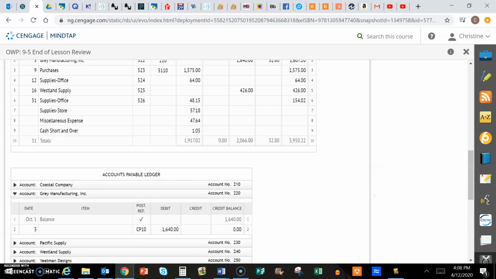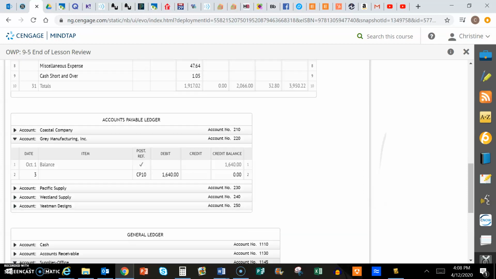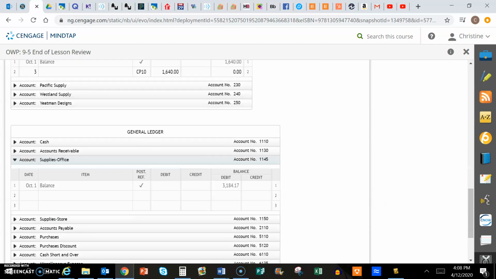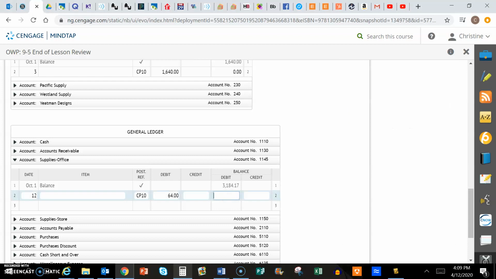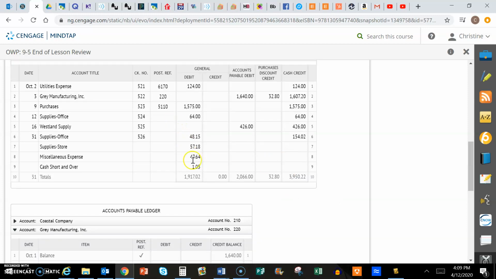So that happened on the 12th, $64 debit. So I'm going to go here, 12, still coming from CP10. Debit of $64. So my new balance is going to be a debit. I'm going to add these two guys together. 3184.17 plus 64. My new balance is 3248.17. And then I'm going to bring my account number of 1145 up to my journal.